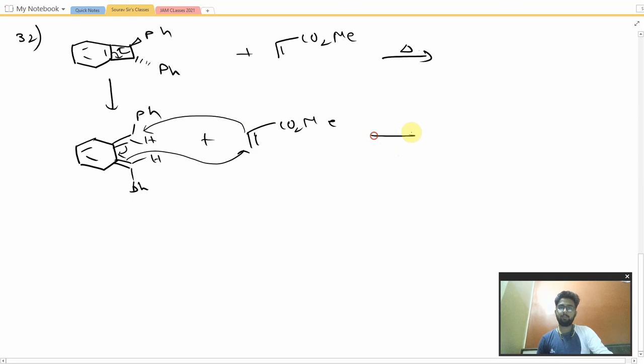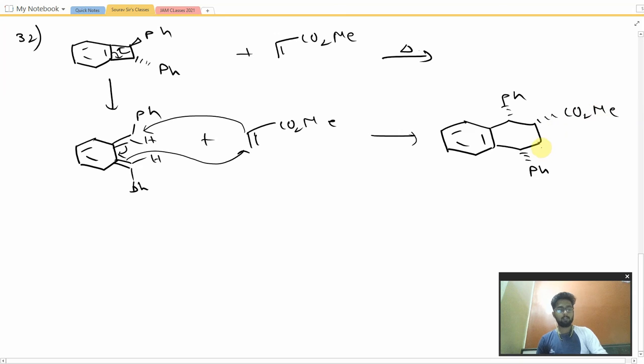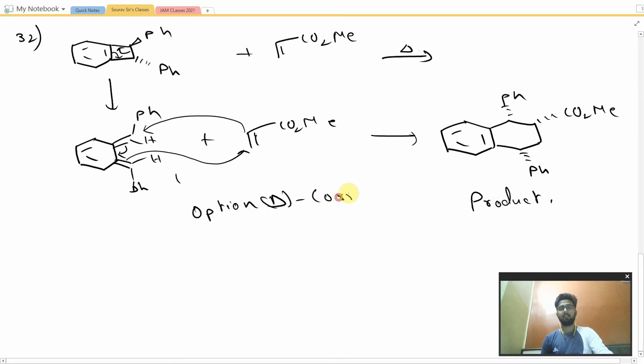So we'll be getting this aromatized product. Then another ring would be formed in the side, giving us pH here. Here will be another pH, and CO2Me will be obtained. Now the stereochemistry for this we can obtain by the disrotatory and conrotatory formula, so you may go check that out. So this would be the product that is obtained. Now in the options you can see that option D has this, so option D is the correct answer.